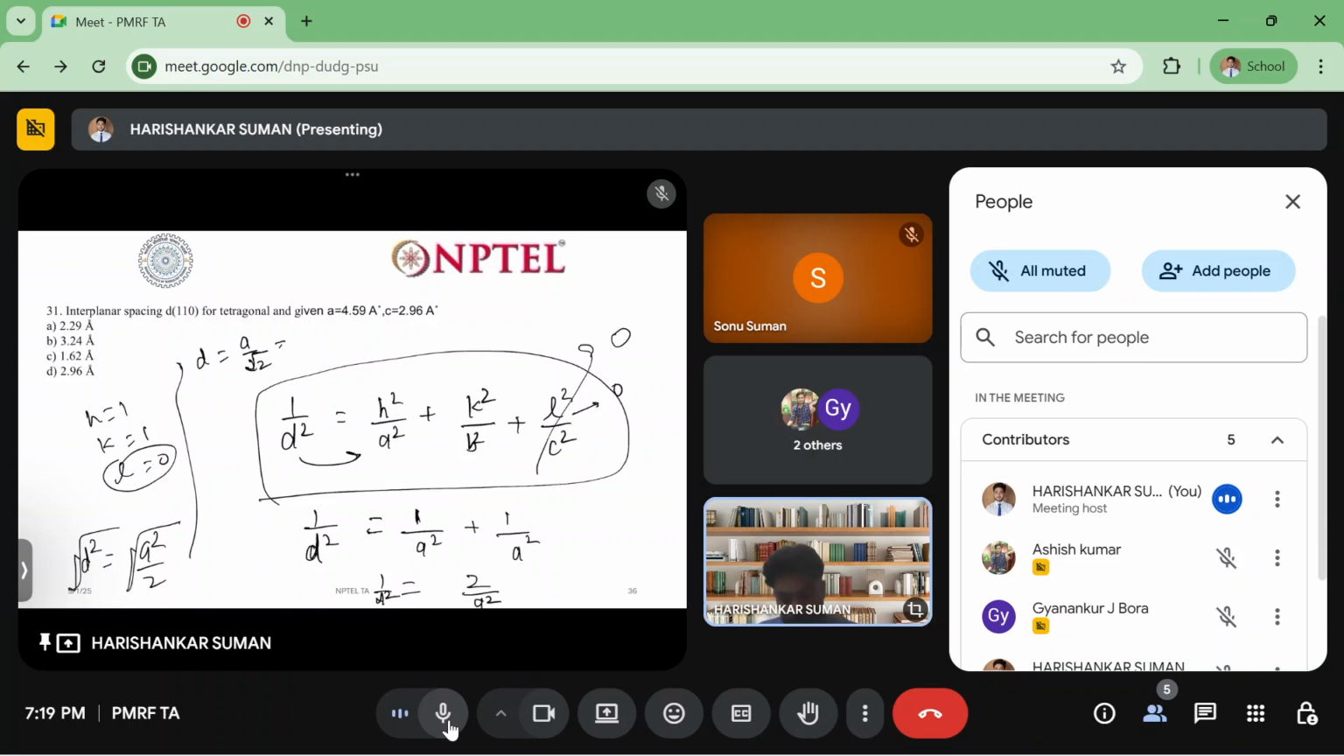Now calculate a. What is a? 4.59 divided by root 2. This will be around 3.46 angstroms. Okay, so this is the correct answer. Did you get this solution?